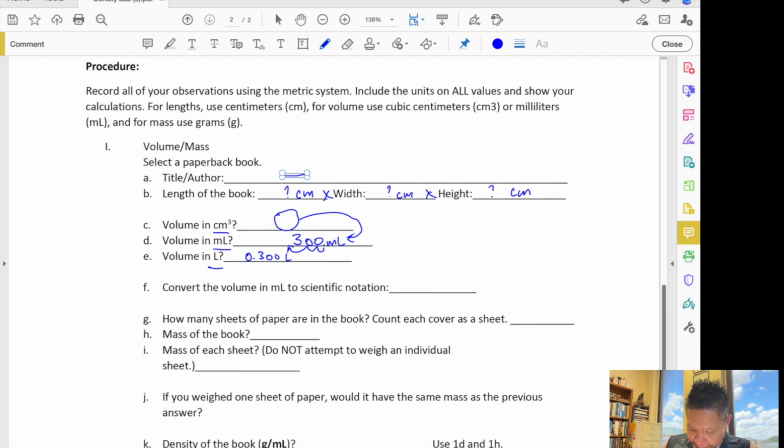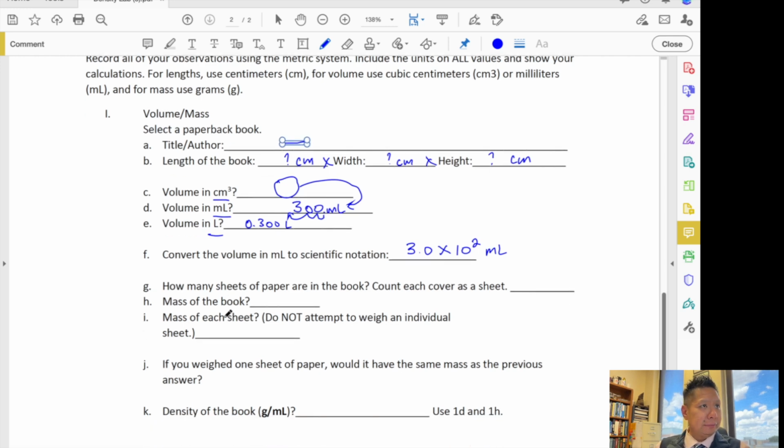So let's do that. For 300 mils, it would become 3.0, right? And then I had to move the decimal point how many times here? 1, 2. So what you write is you write times 10, like so, okay? Times 10 to the 2, because you had to move the decimal point 2 times. And that's how you write scientific notation. And that's how you write all scientific notation, by the way.